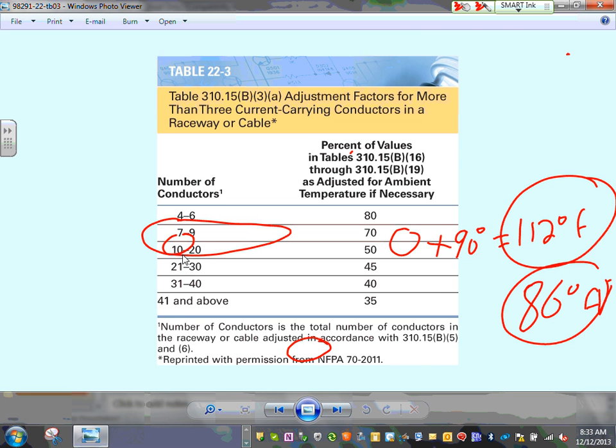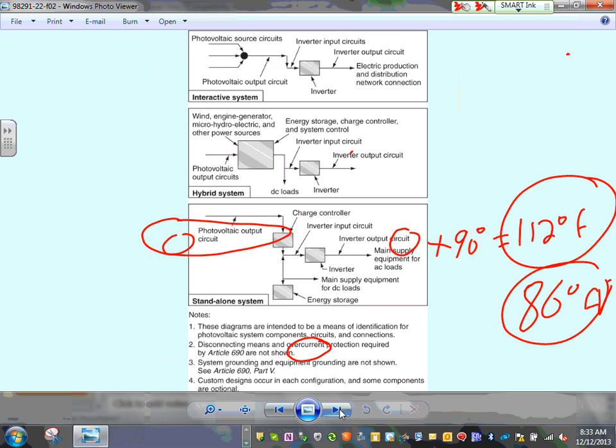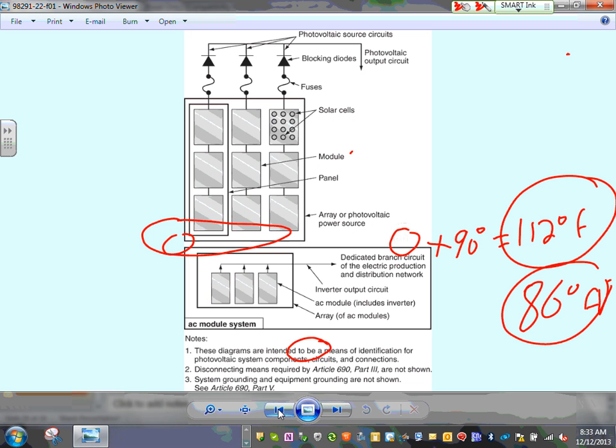If you bundle, remember, you guys have done that, when we bundle and put more than 3 current-carrying conductors, AC or DC, you need to derate. So these are the deratings. And that's basically it, guys, in terms of solar photovoltaic systems. A lot of labels, a lot of calculations involved, but the system is not a whole lot.